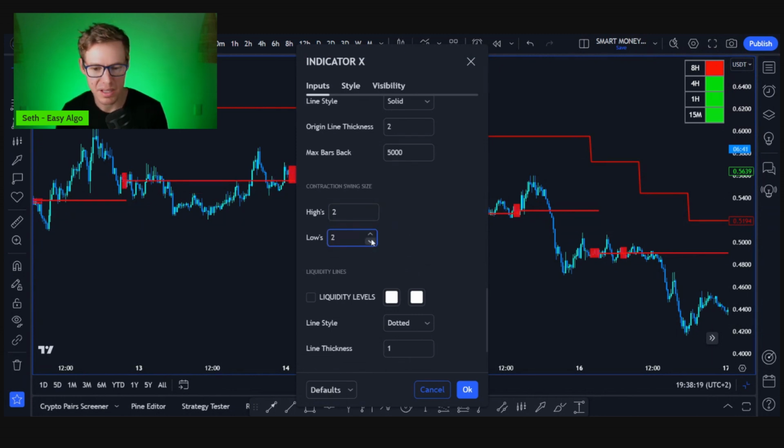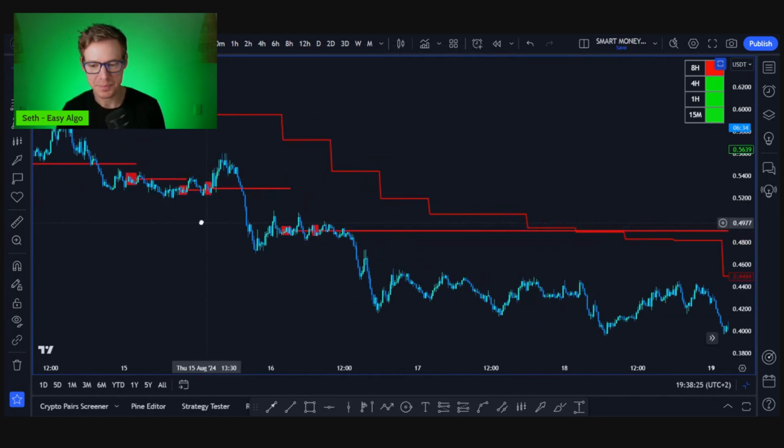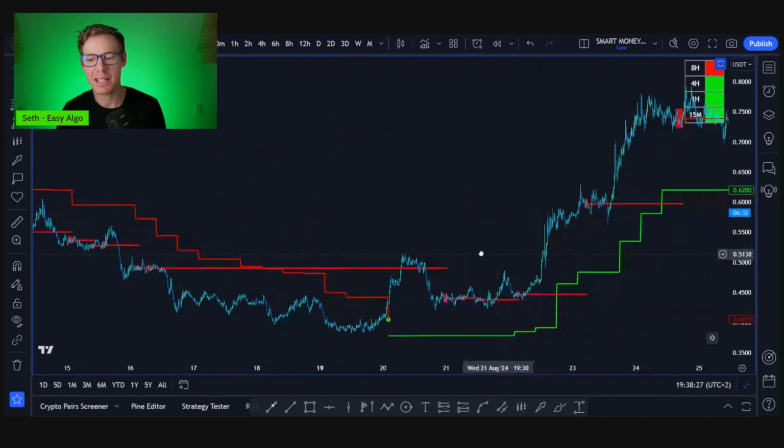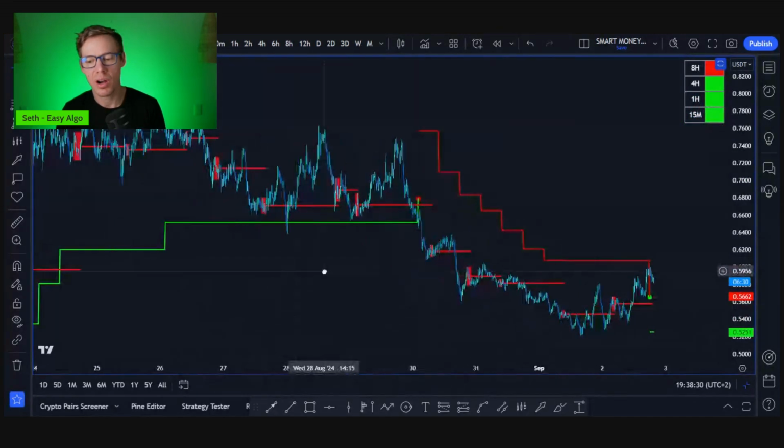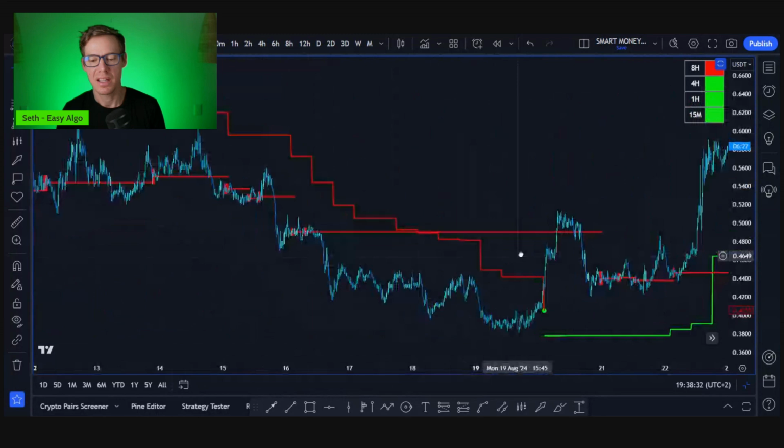A lot of people ask this question. So we are on the 15-minute time frame, so we're going to be on a 3 and a 3 contraction swing size. You can see over here, guys, if I just backtest, look how obvious it is. It is fantastic.